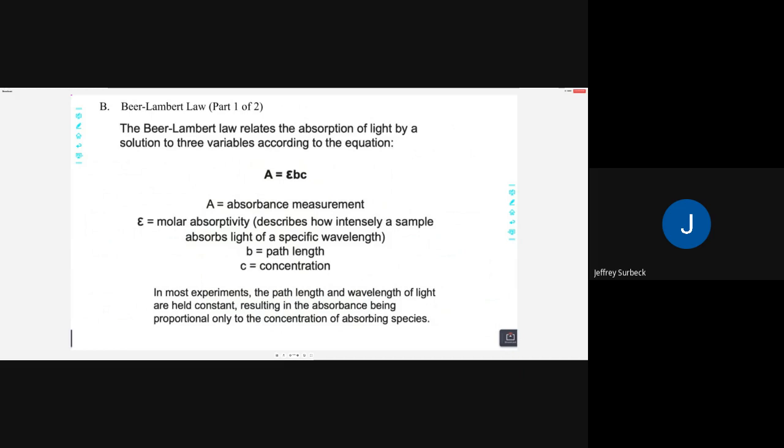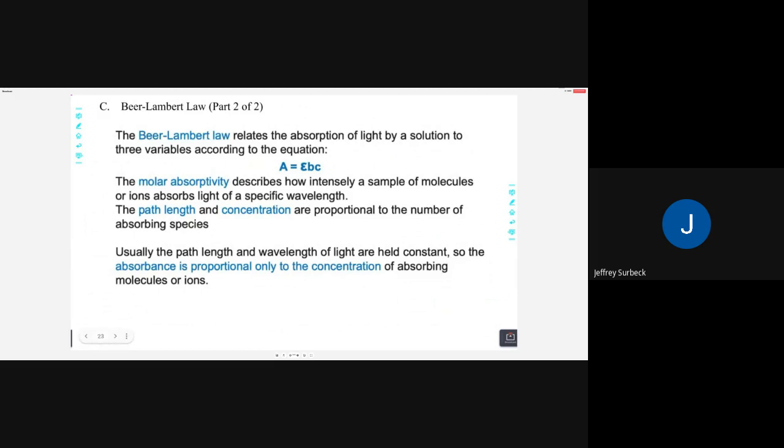Okay. In our Beer-Lambert law here, we are wanting to either find our concentration using that absorbance value or vice versa, okay? Again, it's all a proportionality because the path length is going to stay the same. That fancy E symbol, again, also going to stay the same, all right?